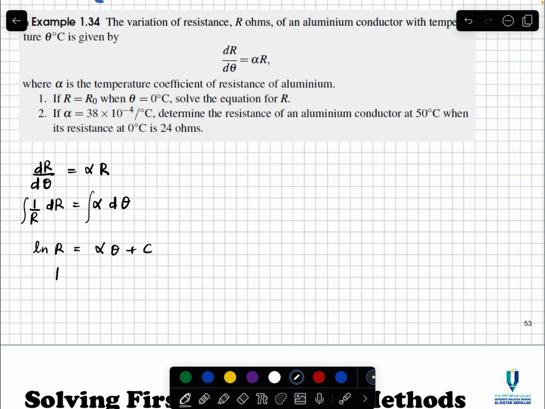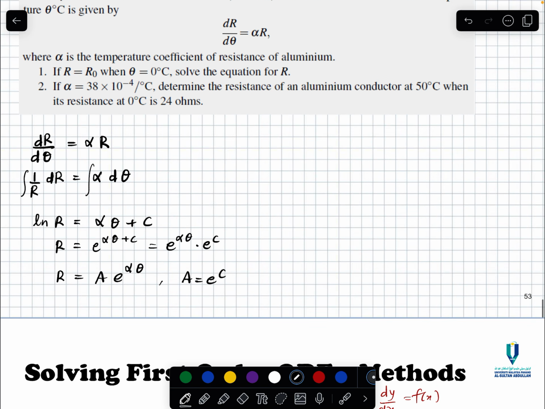Then we want to find R. Since R is stated in ln, by using the logarithmic properties, you can write R is e, or exponent of alpha theta plus C. This can also be written as R equals A e to the alpha theta, where here I set A equal to exponent of C. So your current solution now is this.